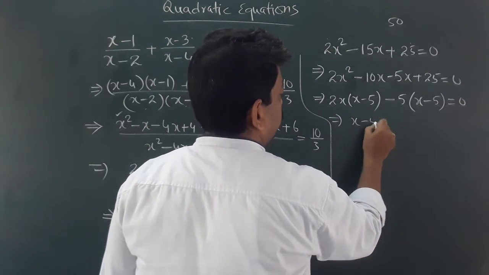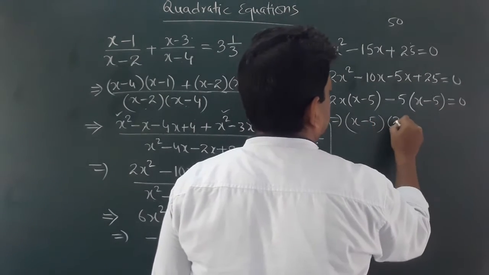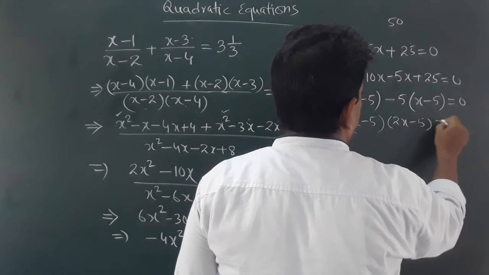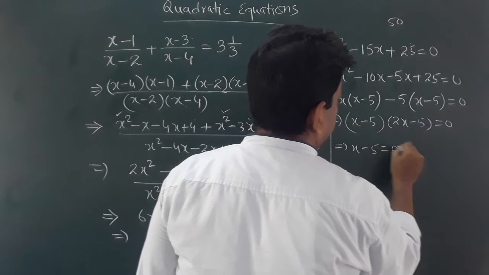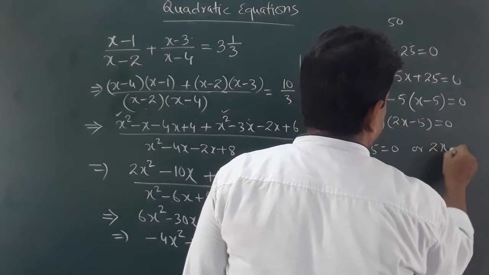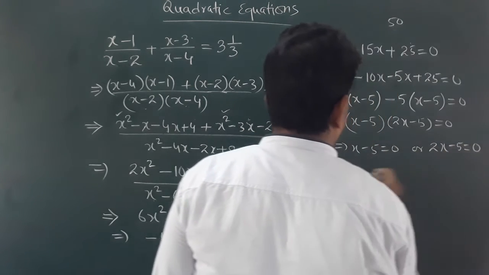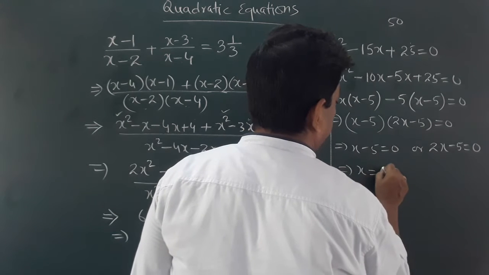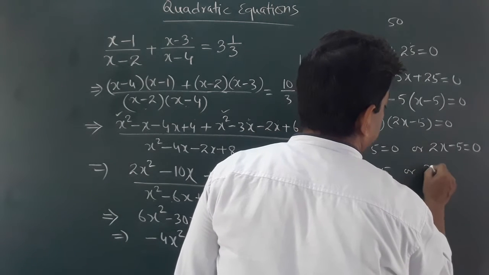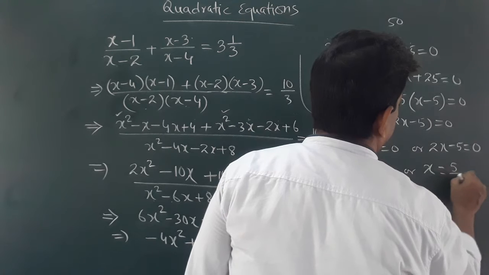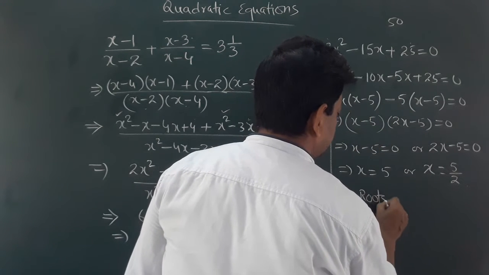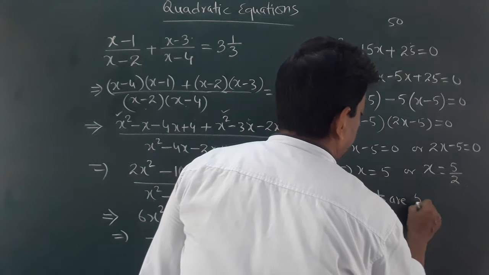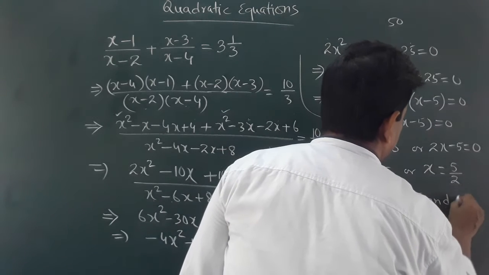So (x minus 5) and (2x minus 5) equals to 0, or we can say x minus 5 equals to 0, or 2x minus 5 equals to 0. That means x is equal to 5, and here x is equal to 5 upon 2. Therefore, the roots are 5 and 5 upon 2.